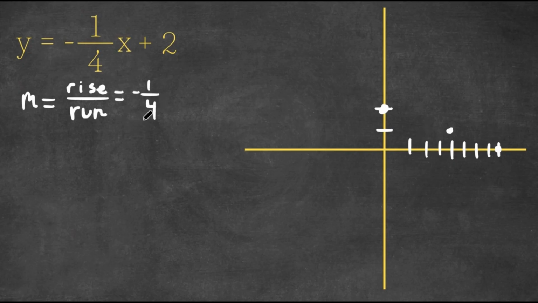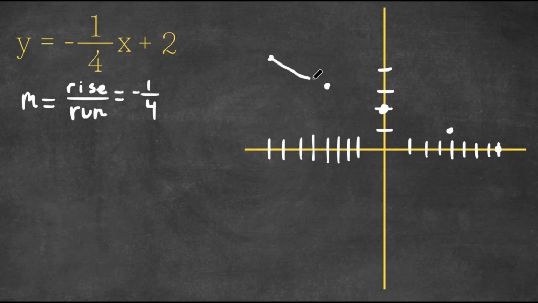Now let's try doing it the other way. Let's have a positive rise and a negative run. So now we're going to go up by 1, and we're going to go to the left by 4. So 1, 2, 3, 4. It's going to be over here. Now let's do it again. We go up by 1, and we go to the left by 4. 1, 2, 3, 4. It's going to be about here.